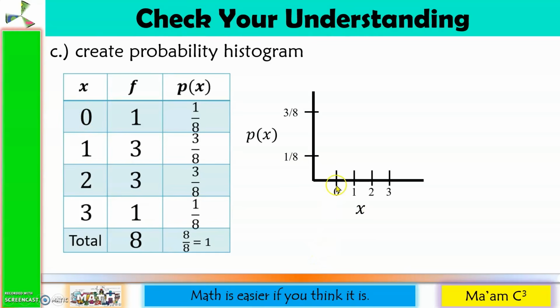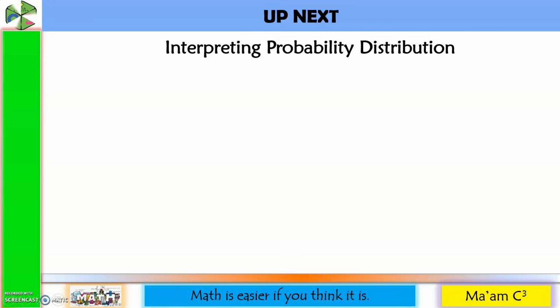Let us start. For 0, we have 1/8. For 1, we have 3/8. For 2, also 3/8. And for 3, 1/8. So here is our probability histogram. Our next topic is interpreting probability distribution.